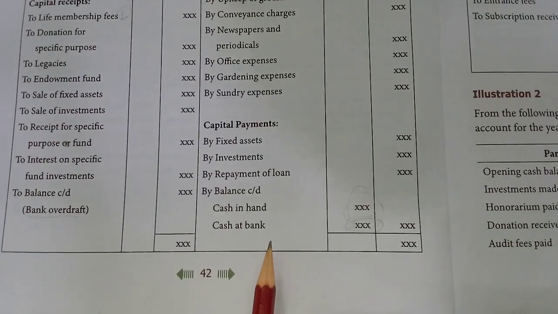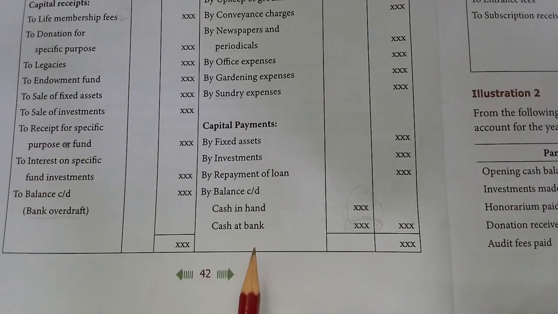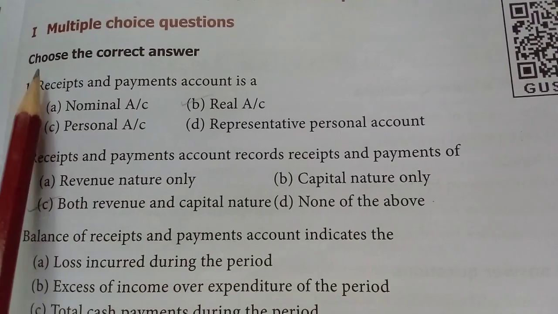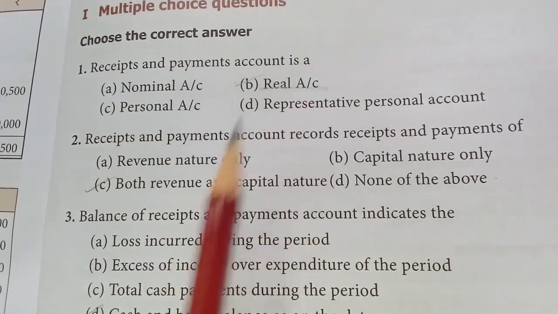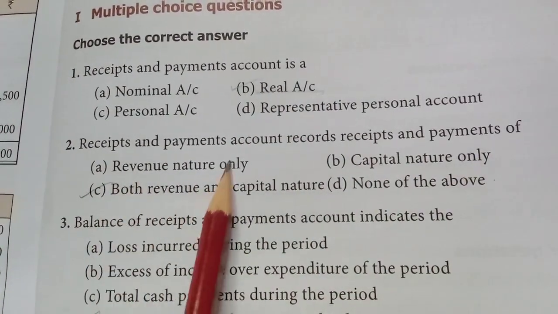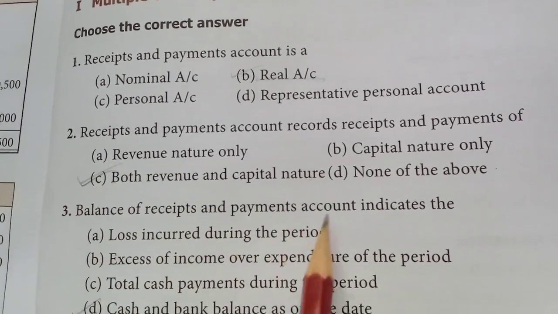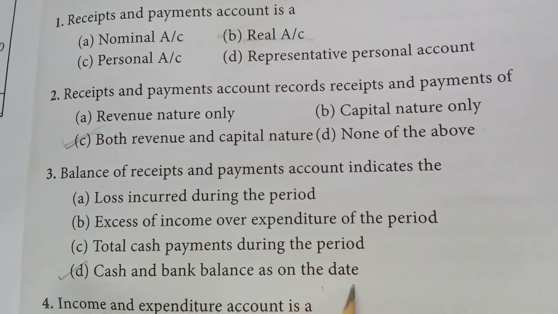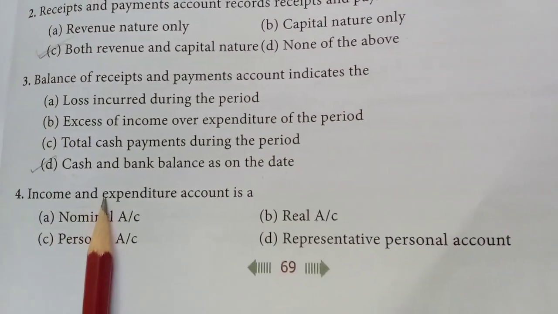Read everything, and I will check now whether any question answers are there. I will mark and give. Let us mark the one word first. Choose the correct answer. Receipts and payments account is a real account. We studied that the receipts and payments account records receipts and payments of revenue nature, capital nature, both revenue and capital nature. Balance of receipts and payments account indicates cash and bank balance as on the date. Then income and expenditure we will learn, and afterwards we will mark.